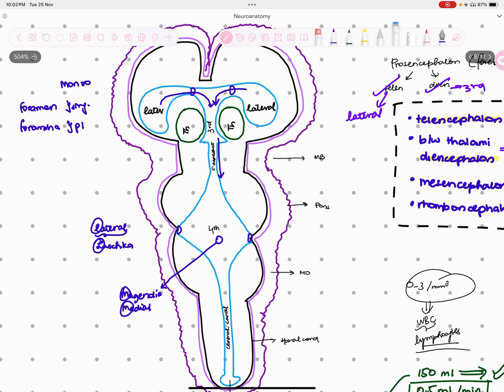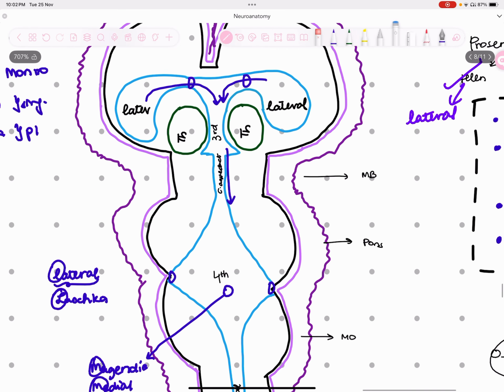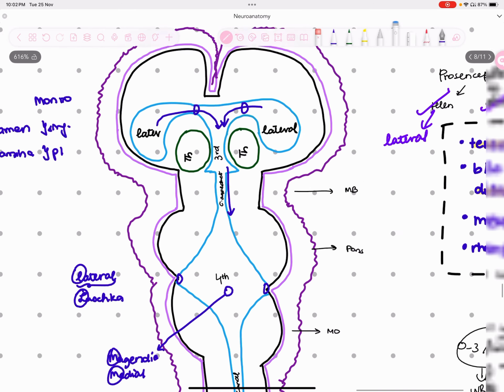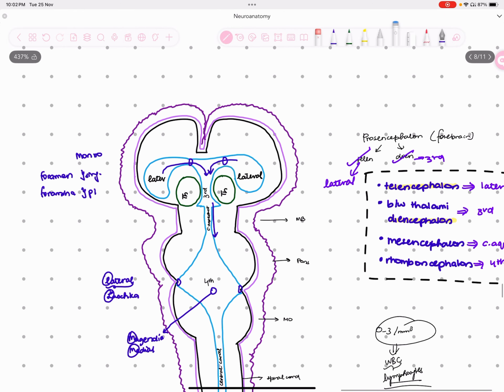Starting off, first of all, sorry. You have foramina of Monro, then you have aqueduct of Sylvius, then you have foramen of Luschka at the side and foramen of Magendie in the middle. So these are the foramina.